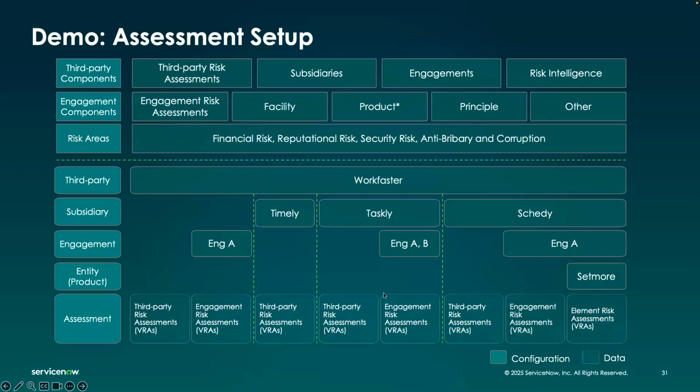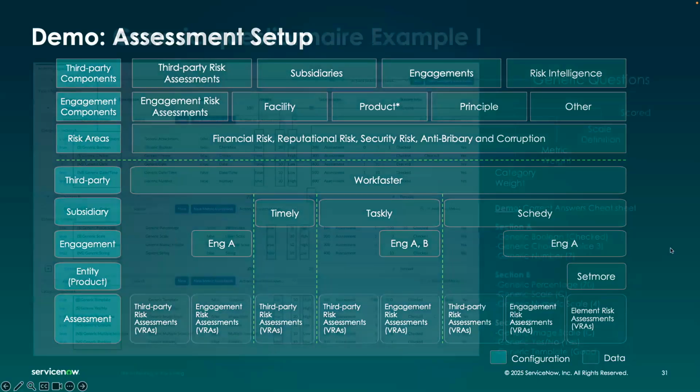Assessment distribution, here at the bottom, as you can notice, the assessment distribution across third party, subsidiaries, engagements, and entity. This setup creates a multi-layered scoring environment that allows us to demonstrate how individual assessments, components, and risk areas contribute to the final consolidated third-party risk rating, and how that can guide better, faster, and more risk-aware decisions. Okay, we have a few more slides to cover for the setup.